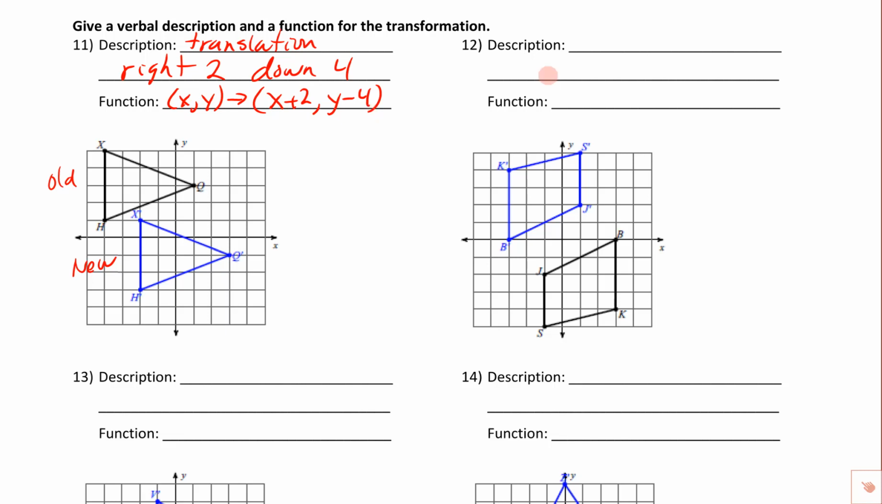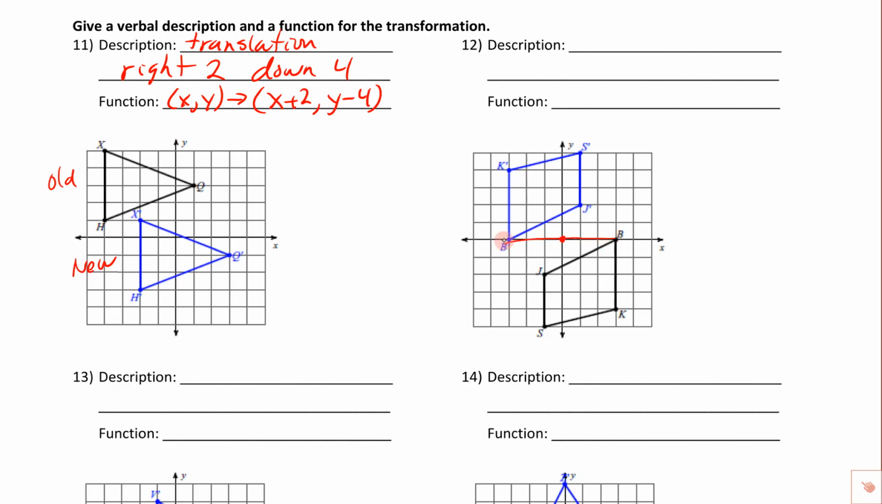So let's take a look at number 12. So this is number 12, and these get a little crazy here. So you'll notice this kind of looks similar to the translation over here, but if you look really close, there's no way it is, because look how long this is, and that's BK over here, and that's a little bit shorter, and that's SJ. So that's not what happened. So what happened is B came over here, K went up there, J went over there, and S went over there. What's happened here is this is a rotation.